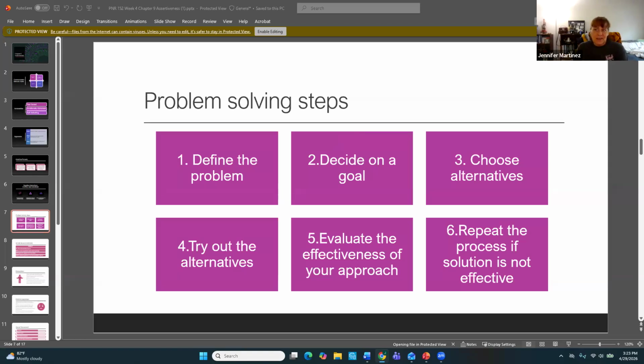So, problem solving. How do we get to be more assertive? All right, so problem solving.